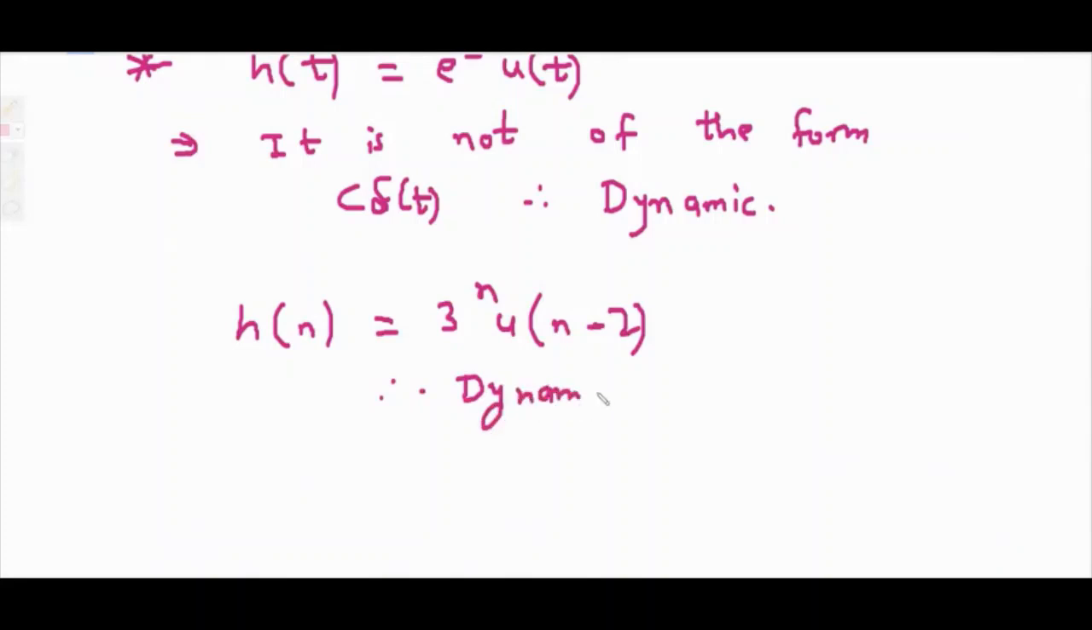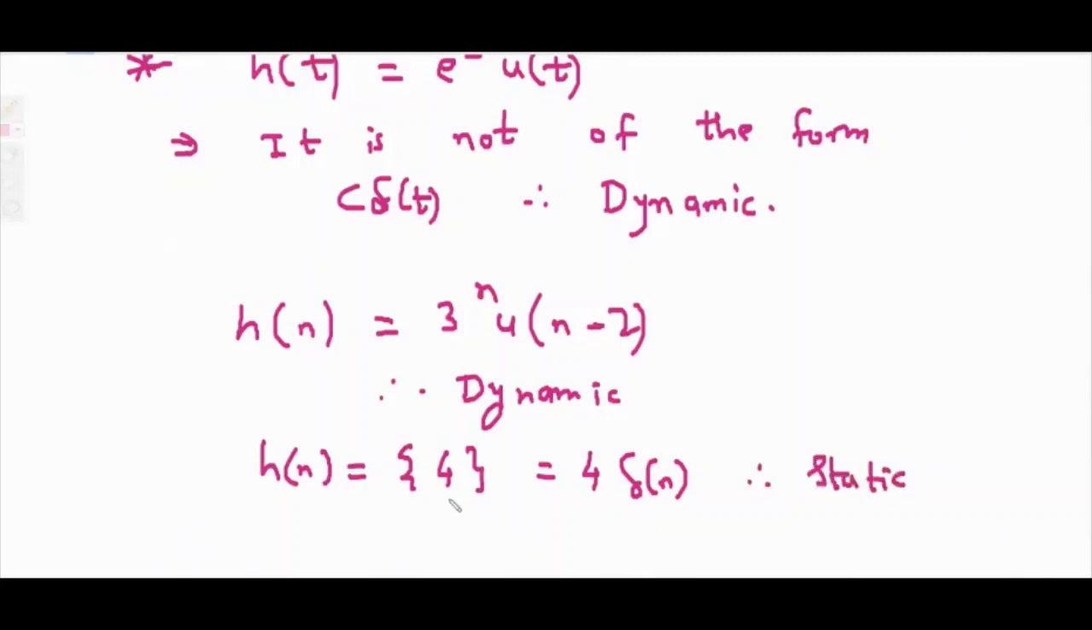Now, suppose h of n has only one sample, and that sample is present at origin. So what is this signal? This is nothing but 4 into delta n. Therefore, it is static. So if only one sample is present and that sample is present at origin, that means it is c into delta n. Therefore, it is a static system.